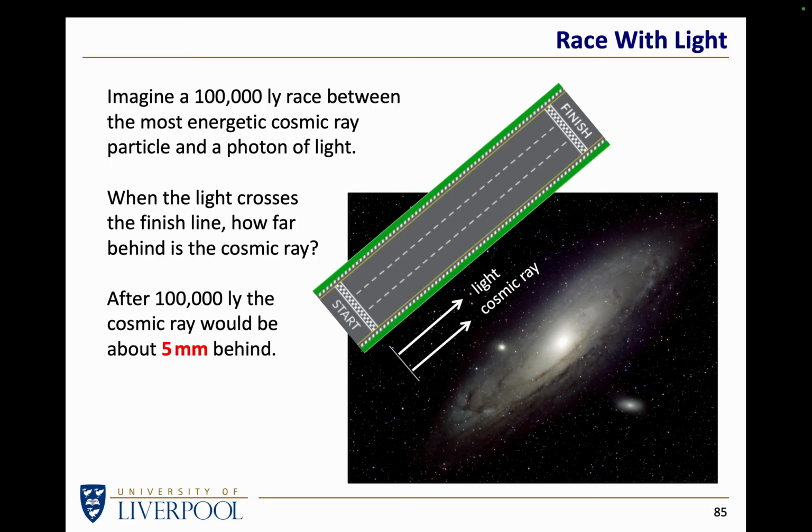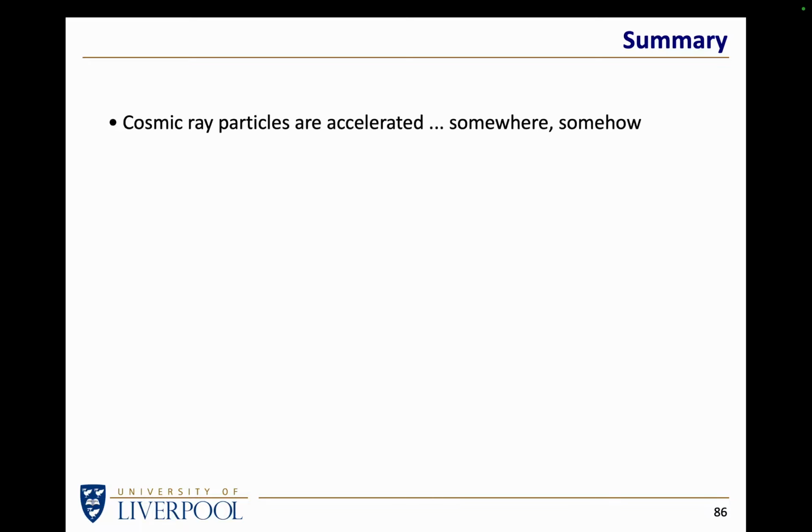If you think of it in terms of time, if you click a stopwatch when light crosses the line and then click the stopwatch again when the cosmic ray crosses the line, what's the time interval after a race lasting 100,000 years? The time interval would be less than a nanosecond between the two. And again, understanding what mechanism, what process accelerates particles to that sort of speed is still a little bit of a mystery.